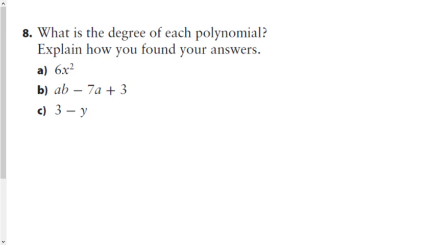Question 8, what's the degree of each polynomial? Explain how you found your answer. Well, look at that. It says, what's the degree of a polynomial, but it gives us a monomial to start. This monomial, this term, only has 1 variable with an exponent of 2, so the degree will be 2. This term in the trinomial has a degree of 2. This term has a degree of 1, and this term has a degree of 0. So the degree of the trinomial is 2. Degree of 0, degree of 1, this binomial has a degree of 1. The invisible 1 exponent is all we needed to see.